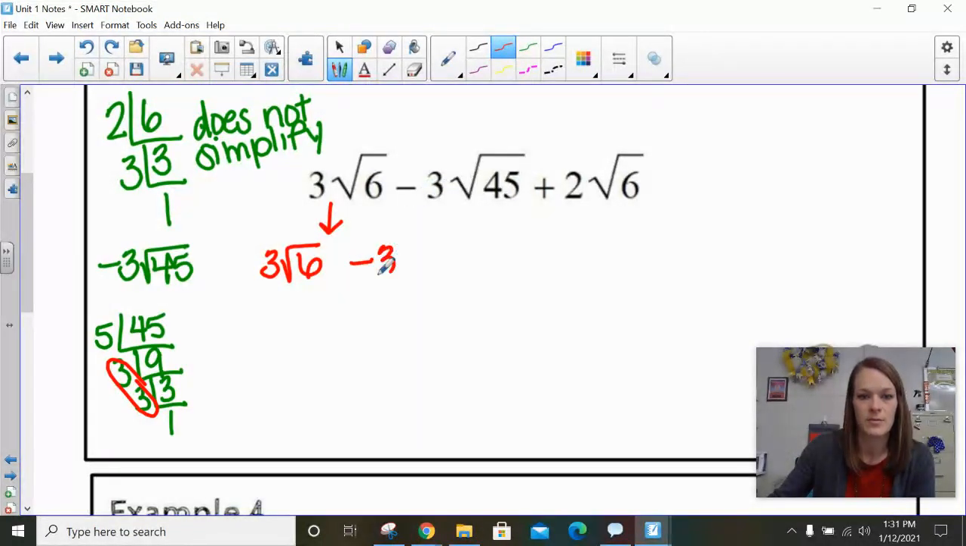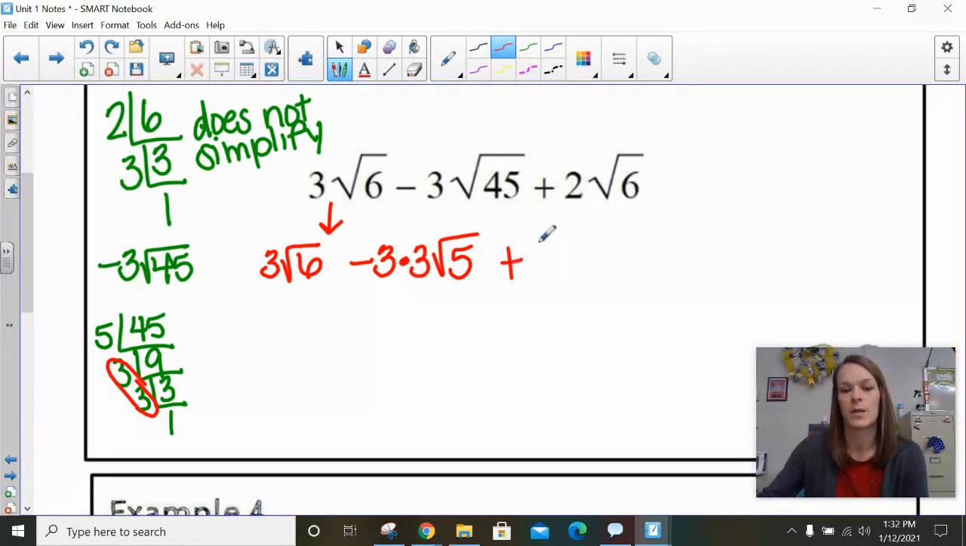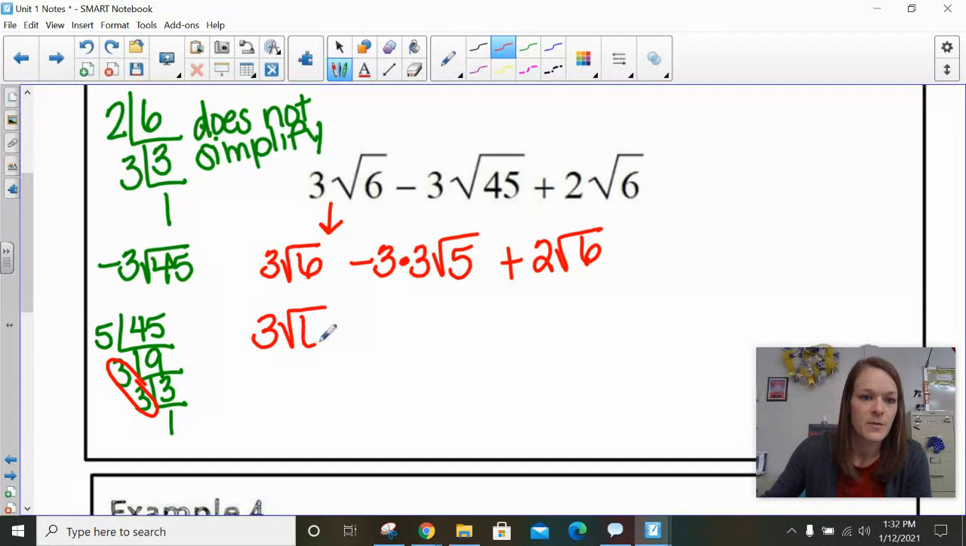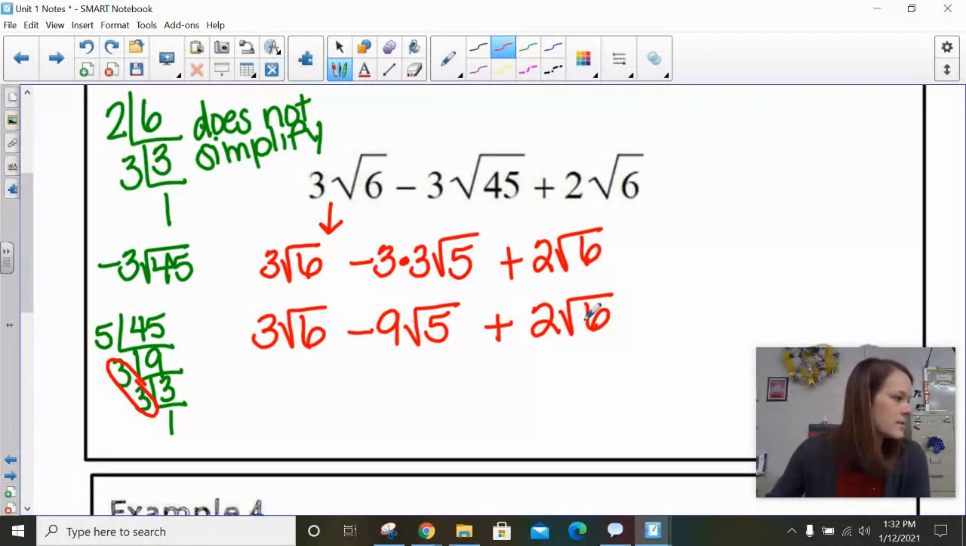Now this -3 was already here, so I'm going to just rewrite it. -3 times this 3 that's a pair, and the 5 that's left over. So this 5 will go under the radical. That takes care of that 45. And then I'm just going to bring this part down, +2 radical 6. I'm going to rewrite it so that it just looks better. So -3 times 3 is -9, +2 square root 6.